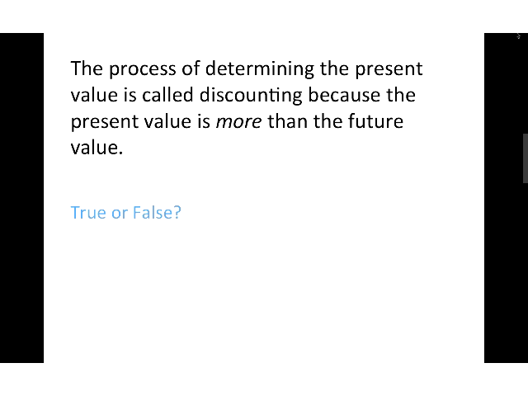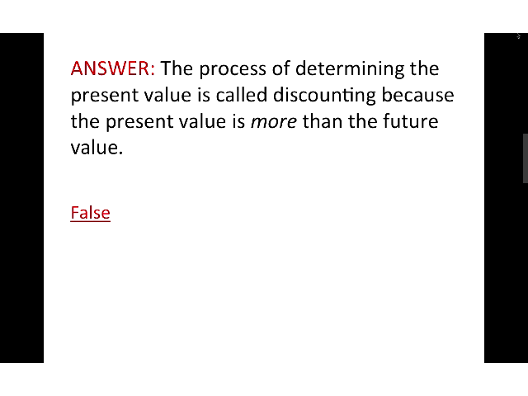Haley, you. Oh, okay. Got it. And for this particular one, the answer is false. It's because it's exactly opposite. The present value is actually less than the future value. Our present value is going to be less than the future value. That's why we call it discounting. So this one's false. If I had said the process of determining the present value is called discounting because the present value is less than the future value, then this would have been true.